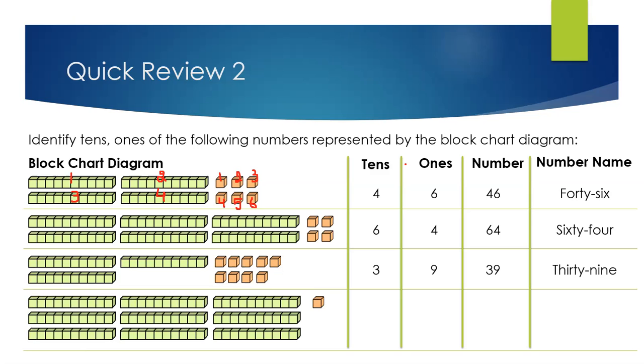Now, here is the next question. Here you can count the number of tens. How many tens are there? Here we have 1, 2, 3, 4, 5, 6, 7, 8, 9. So how many tens do we have? We have 9 tens.